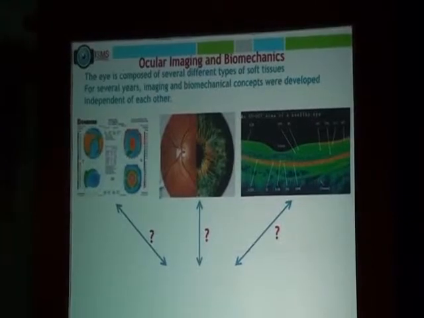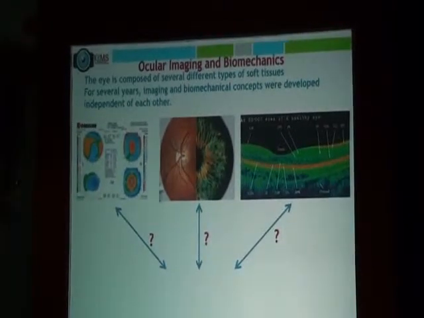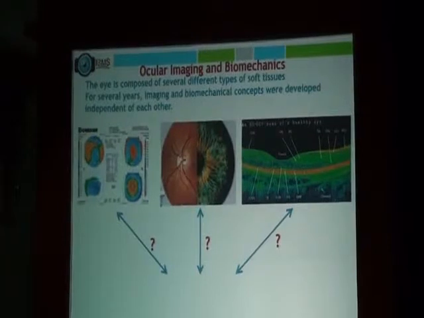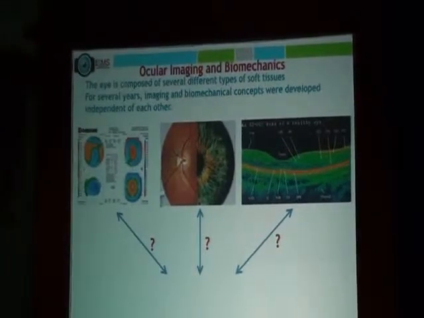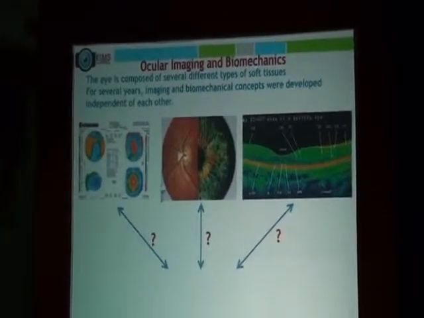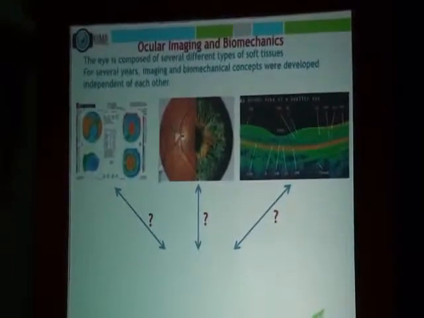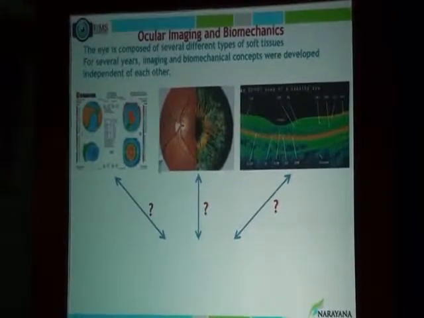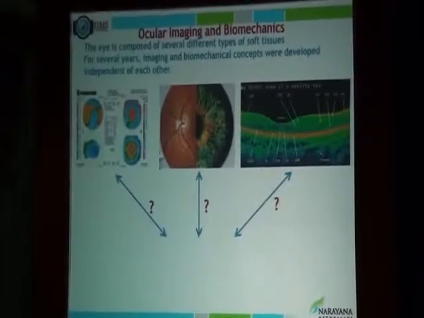So where is the future of this? As we all know, the eye is composed of very soft tissues. And there have been reports, which I will cover in the last slide, that looked at not just the corneal biomechanics, but the optic nerve head, or the lamina cribrosa biomechanics.